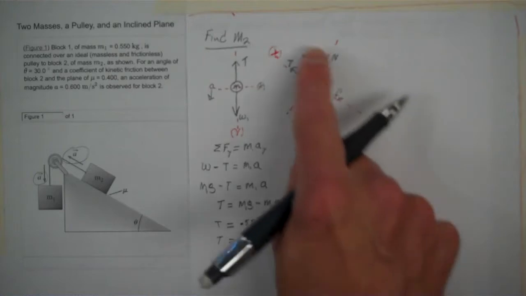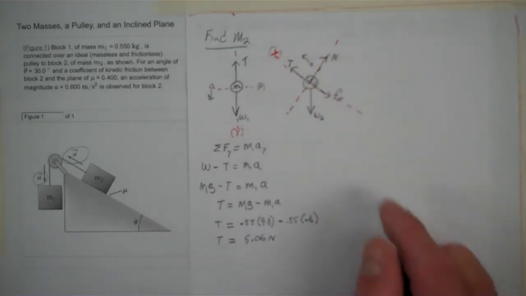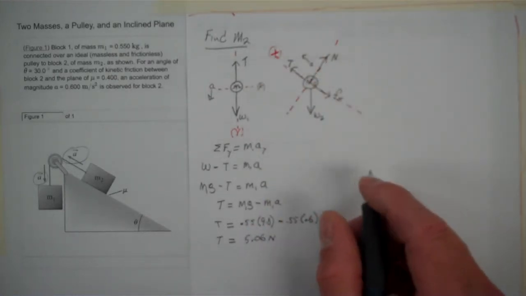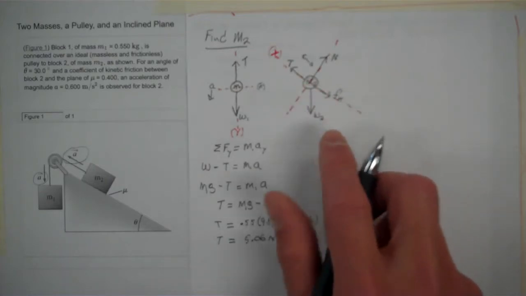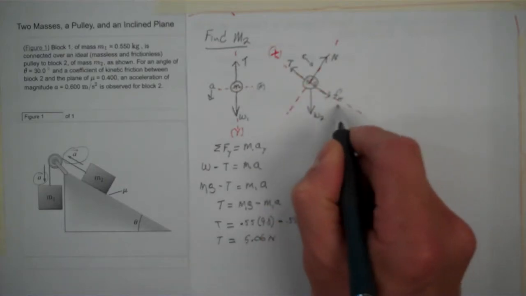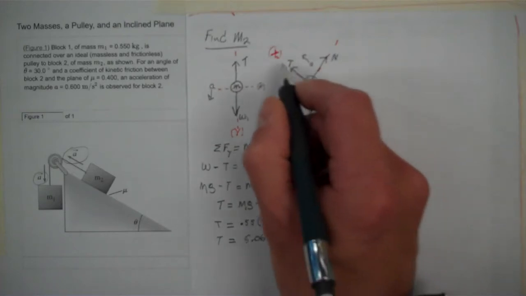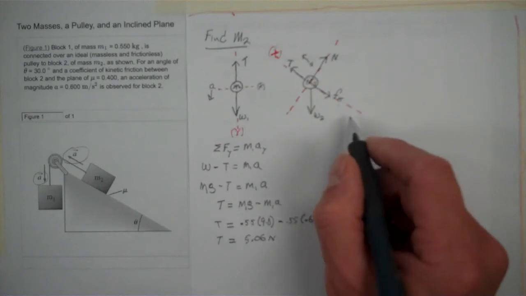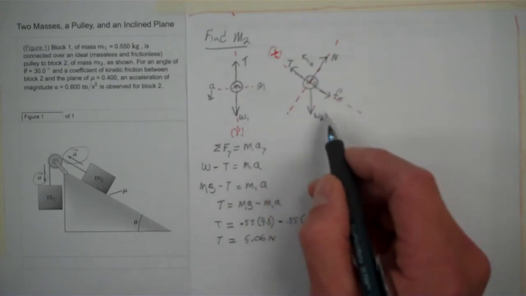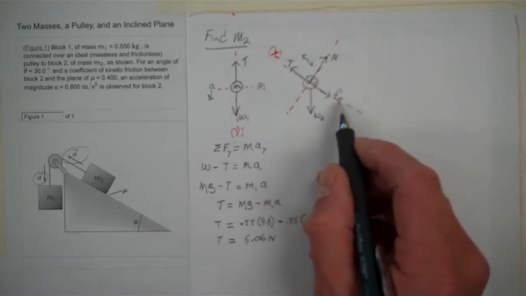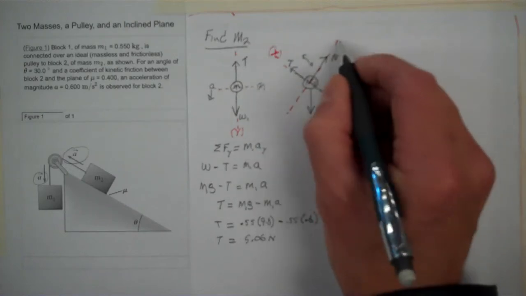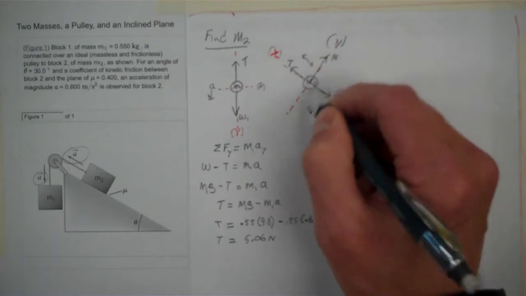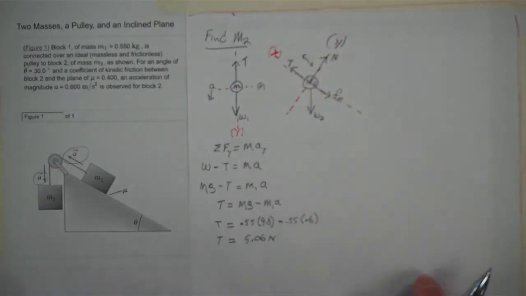Okay, what's going on with this block? Well, I just found the tension. There's this FK here. It doesn't tell me what that is. So in that x direction, I now know tension. I don't know this weight. I don't know this either. This y direction, don't know a bunch of there either. So I don't know. Probably got to do both.